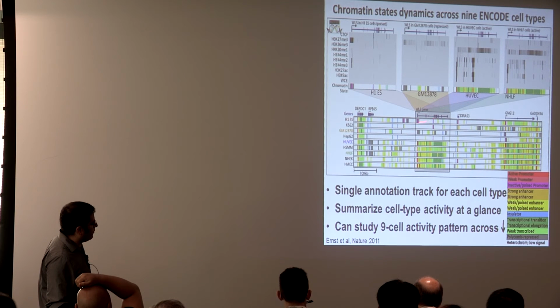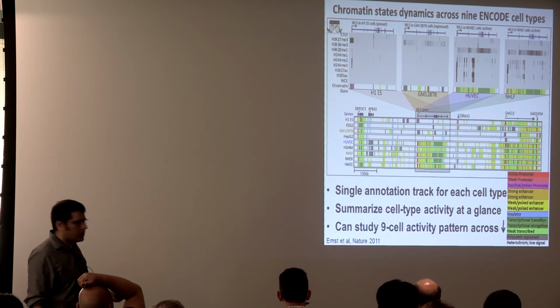So you can see at this location in the human embryonic stem cell, it's associated with more of an inactive poised state, while in these 5 cell types, it's a much more active state with various enhancers and active promoter and transcribed regions.